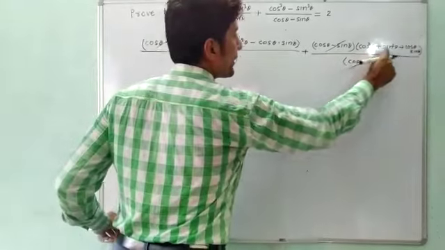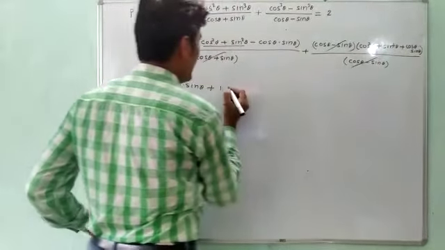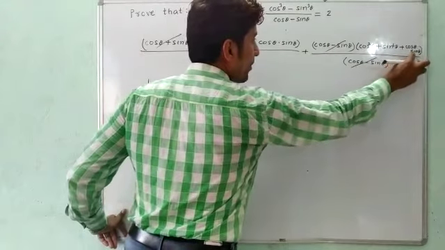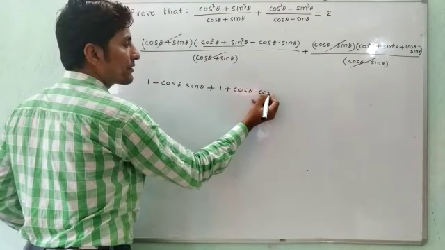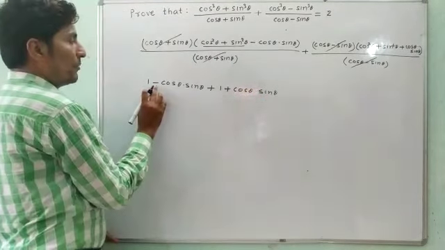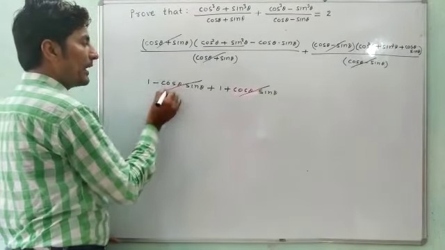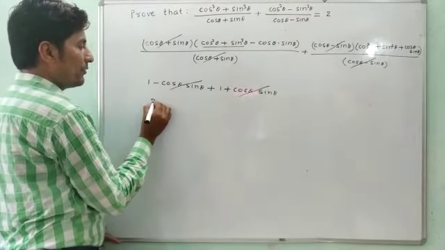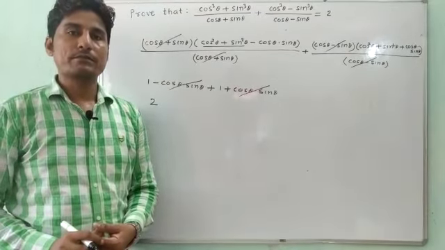Now, cos square theta plus sin square theta will be equal to 1. Plus will be as it is, cos theta into sin theta. Now, minus cos theta sin theta plus cos theta sin theta, both will cancel. 1 plus 1 equals 2. So, LHS and RHS both are equal.